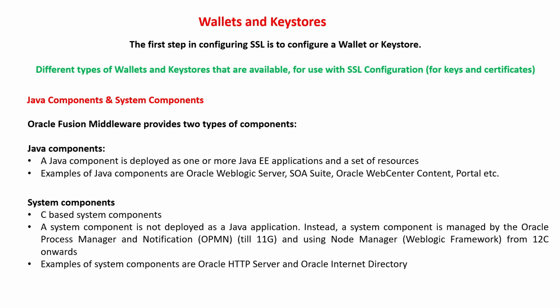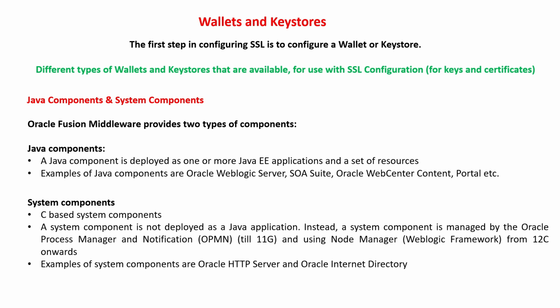Instead, a system component is managed by the Oracle Process Manager and Notification, OPMN. If you have some knowledge of Oracle Fusion Middleware 11g components like OHS, which is the web server or HTTP server from Oracle, and Oracle Internet Directory, OID, which is a component of identity management: till 11g, your OHS server or your OID component is completely managed by a utility called OPMN, the Oracle Process Manager and Notification. This is a utility used to manage your system-based components.